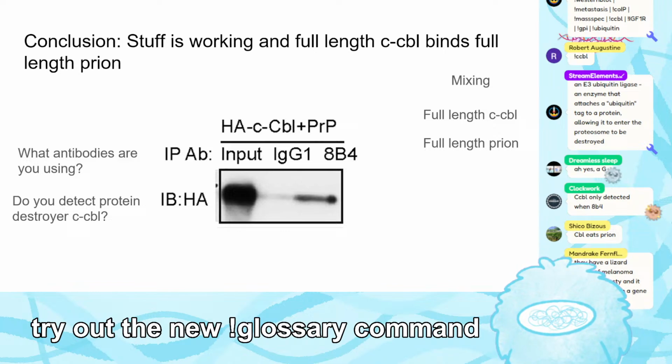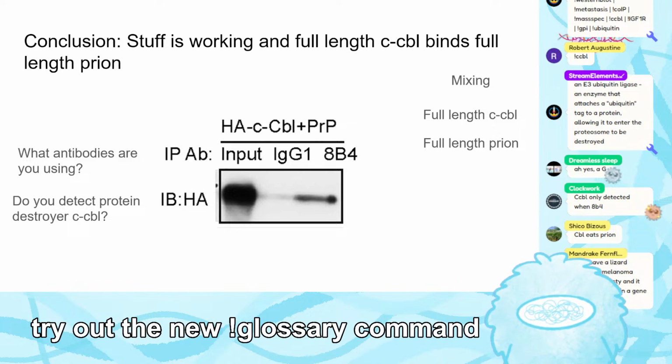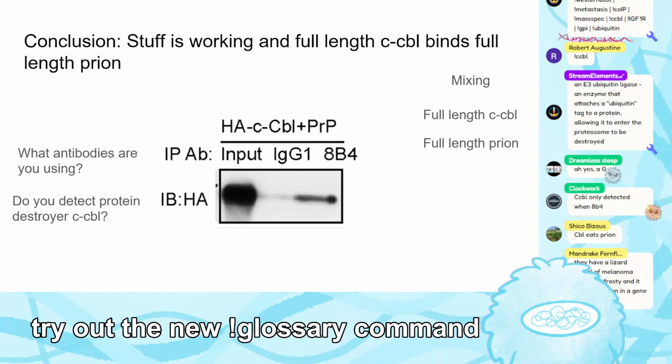I'm going to go ahead and read chat. They have a lizard model of melanoma called Mr. Frosty, and it has a mutation in a gene called SPINT2. That's adorable. That's interesting. I didn't know that lizards got melanoma. That's very curious. All right, I'm going to take a drink of water. So thirsty.